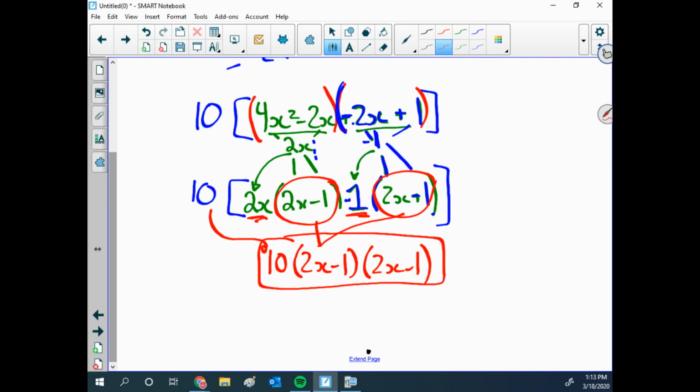The other thing to know is, well, these are actually the same. So I could combine them to say 2x minus 1, well, there's 2 of them, and that's all being multiplied by 10. So those are the same option there.